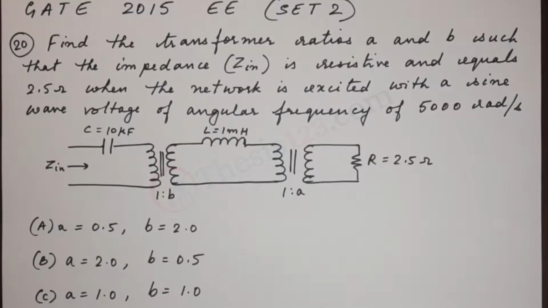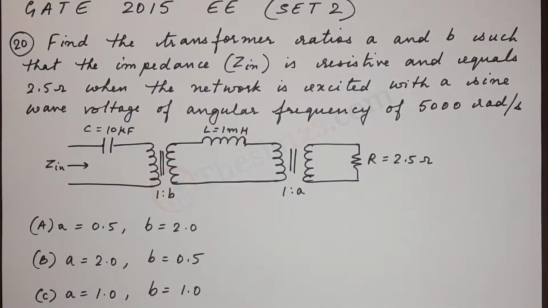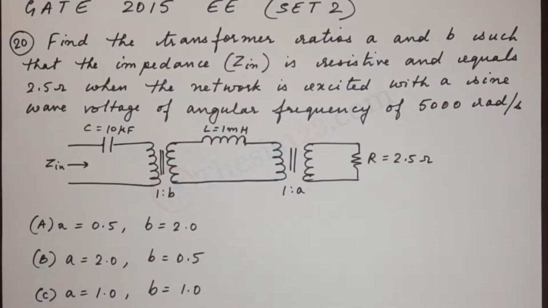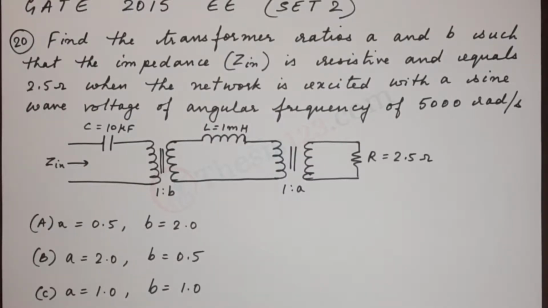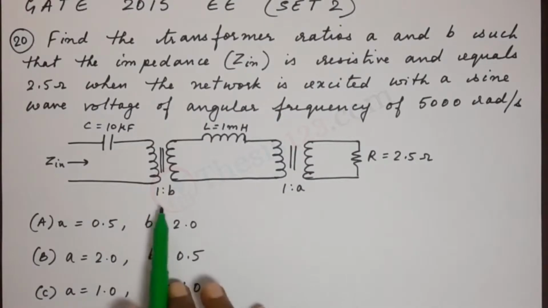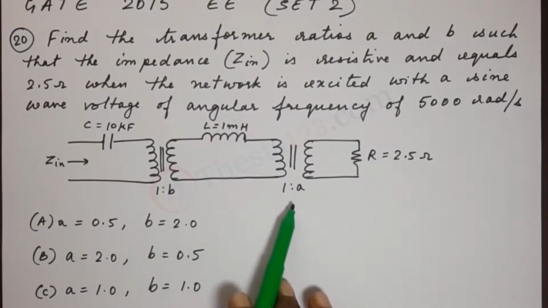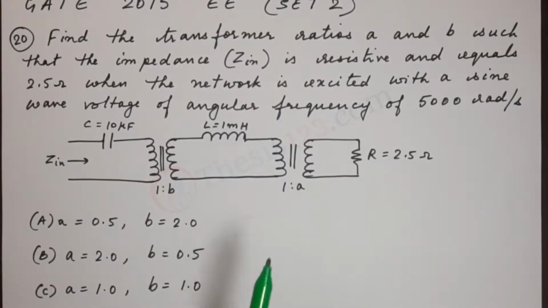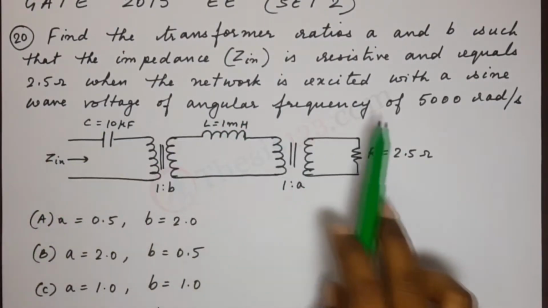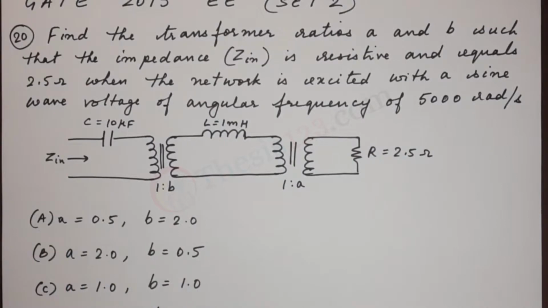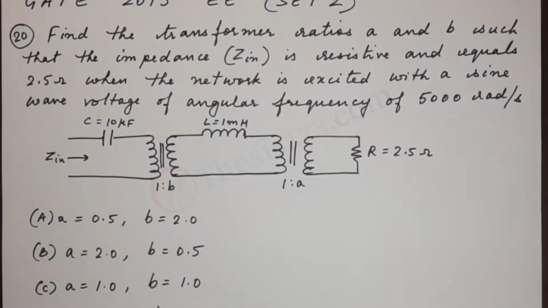Okay, so we have a figure given to us, and we see that we have two transformer ratios. On one end, we have 1:B. On the other end, we have 1:A. Now, we have to try to convert this entire figure into one equivalent circuit. So we'll do that step by step.